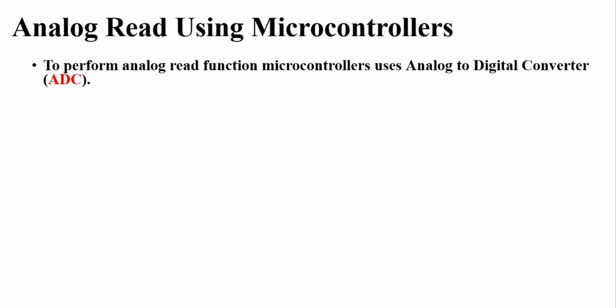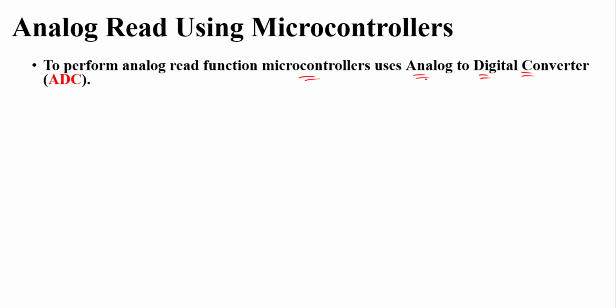So how can the microcontroller perform any analog read? To perform the analog read function, microcontrollers use a peripheral called ADC or analog to digital converter.